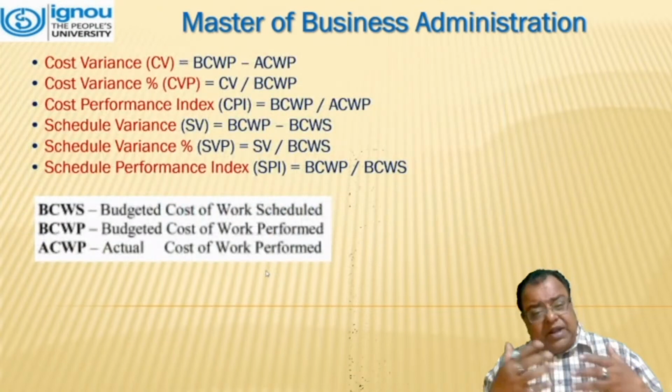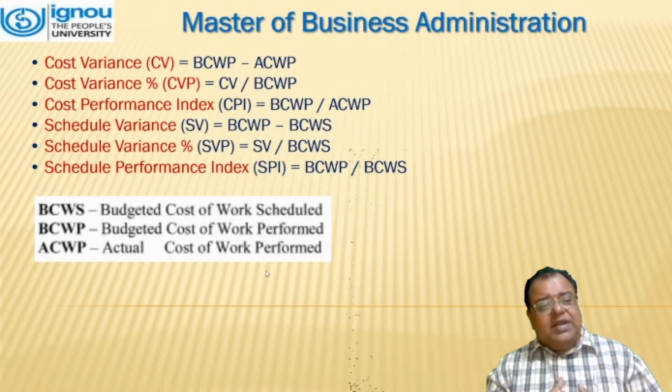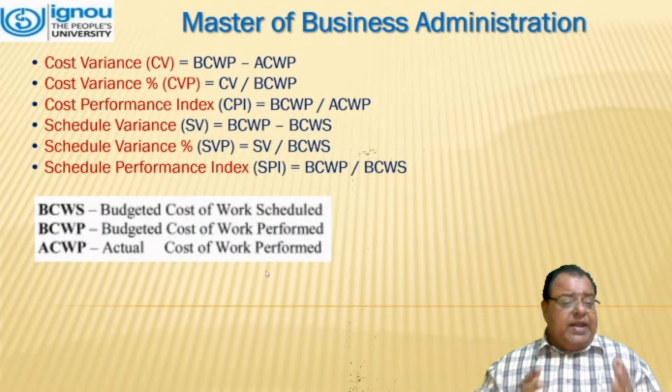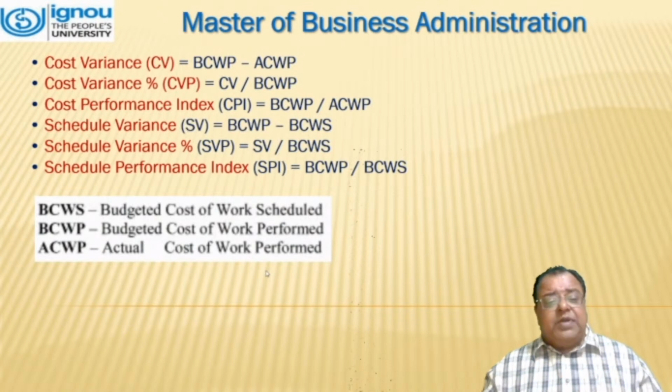Now, what are the mathematical relations between all these terms of the variance? If we talk about cost variance, it is BCWP minus ACWP. Cost variance, it is in percentage, that means it will be a ratio, CV upon BCWP. Cost performance index, again this is a ratio because, as the name suggests, it is an index, so it will be a ratio. It is the ratio of BCWP and ACWP.